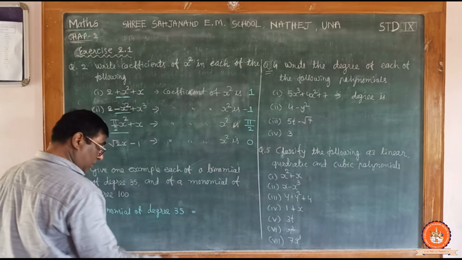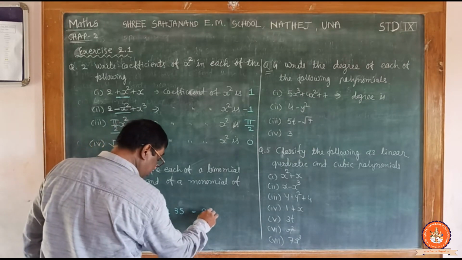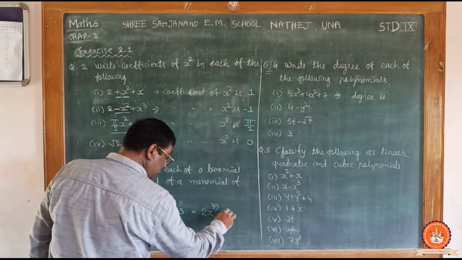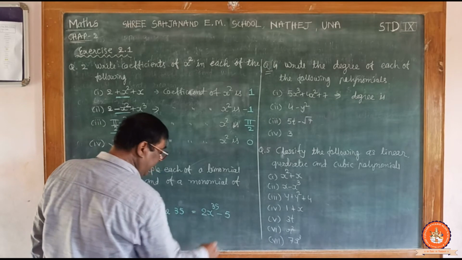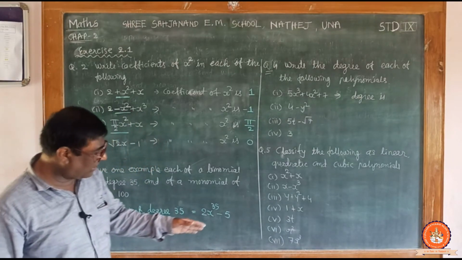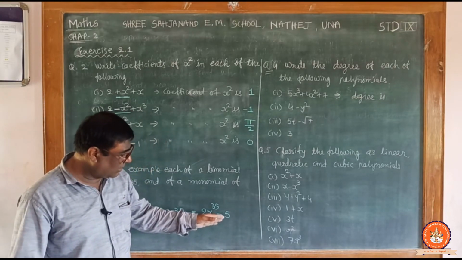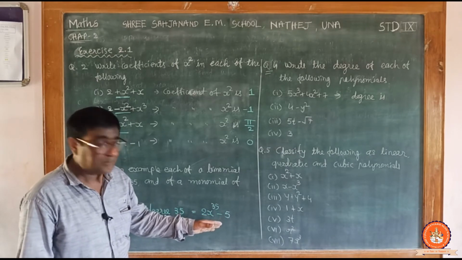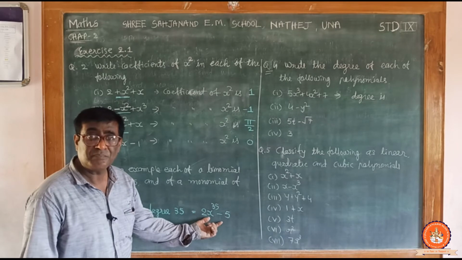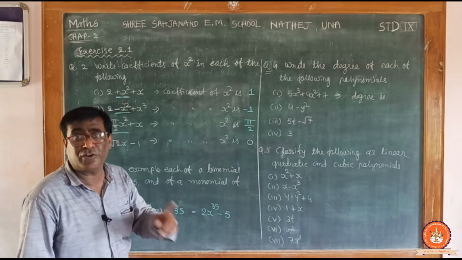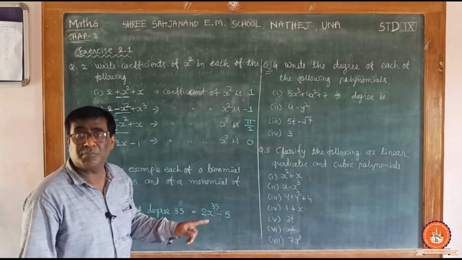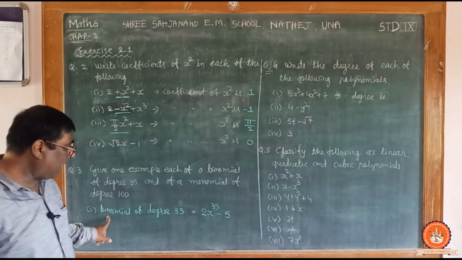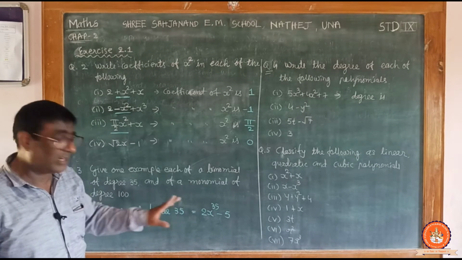Okay, so it can be like this: 2x raised to 35 plus 5. So anything you can write here. You can write here a term with the variable having less than 35 power. So there must be 2 terms, and the highest exponent of the variable must be 35. And this is the example of a binomial of degree 35.